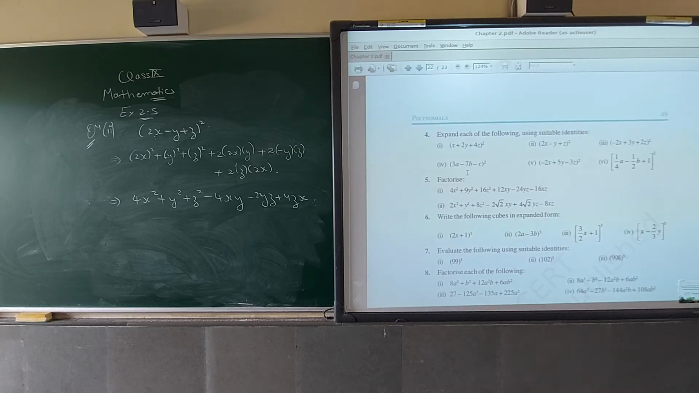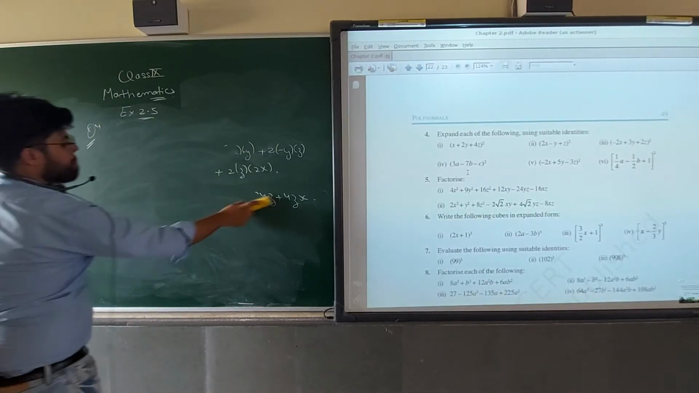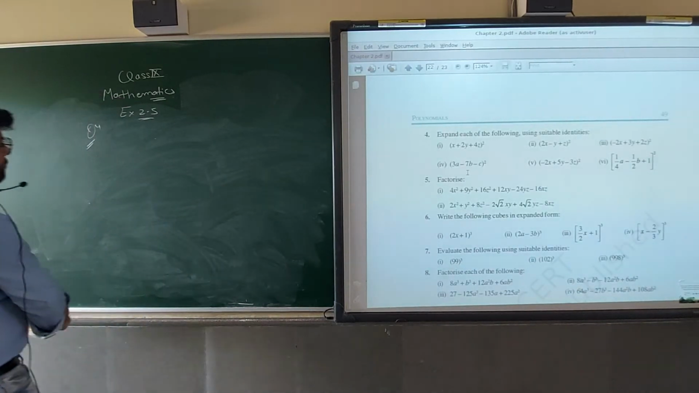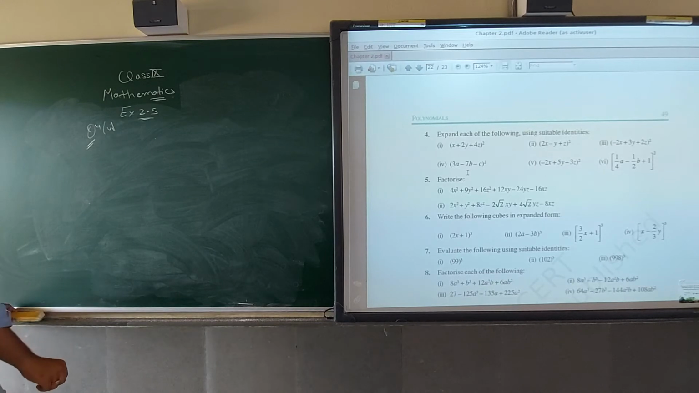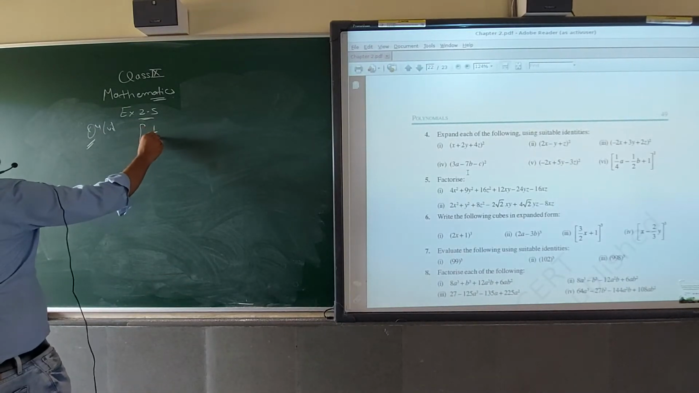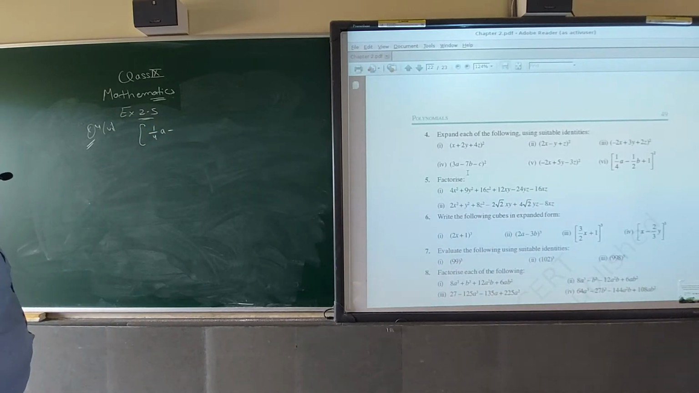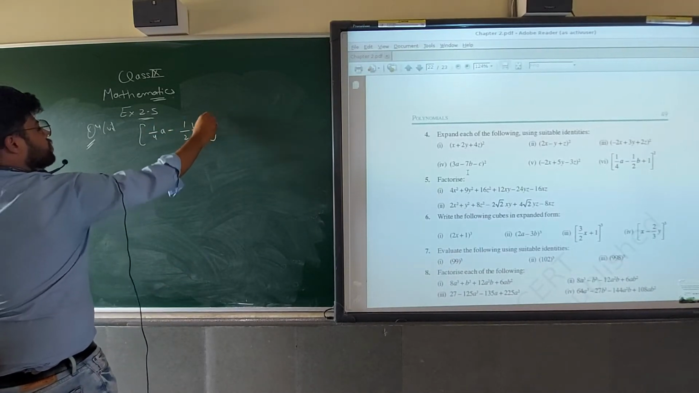Now I will do the sixth part. Sixth part is a little bit hard, that's why. It is (1 upon 4a minus 1 upon 2b plus 1) square.